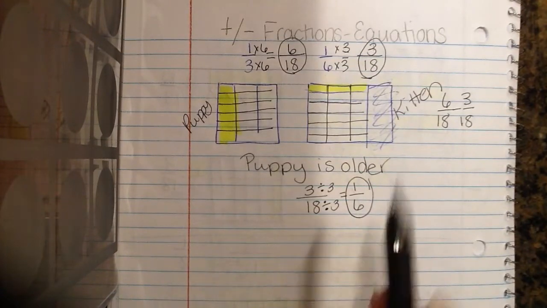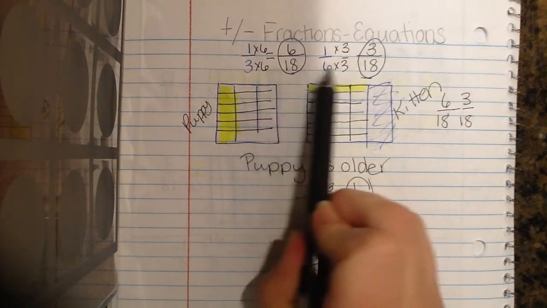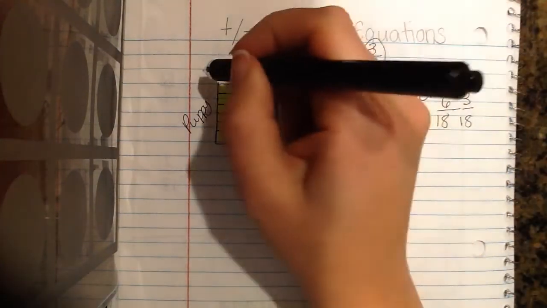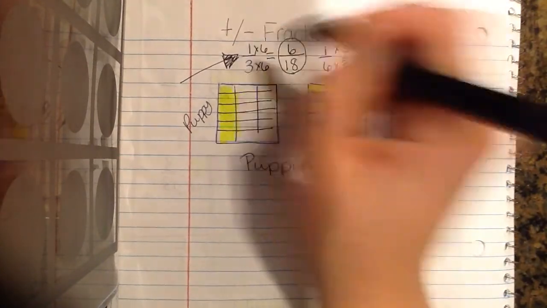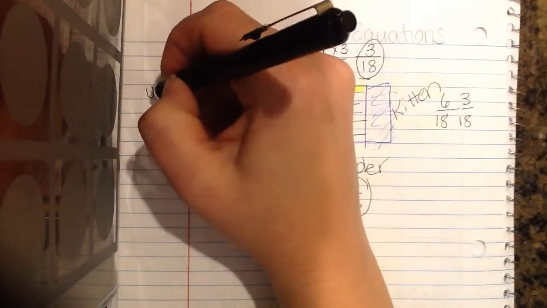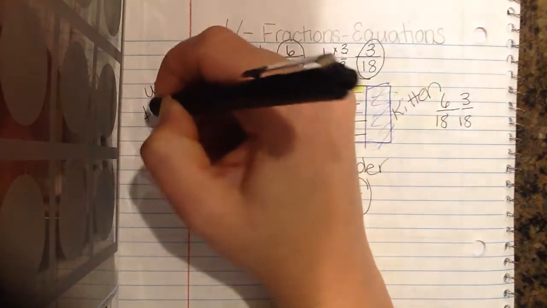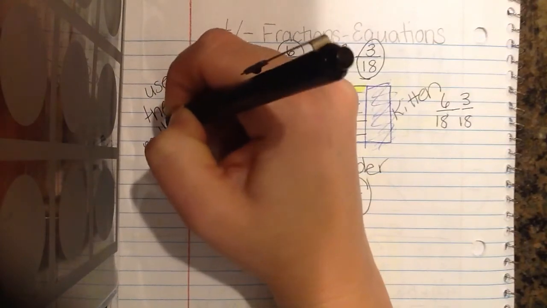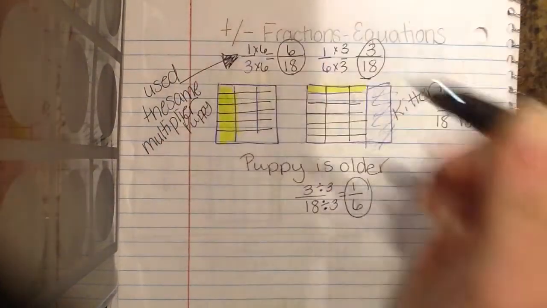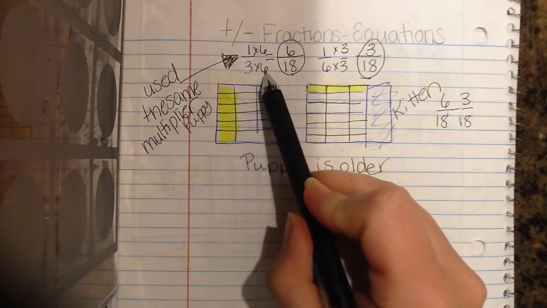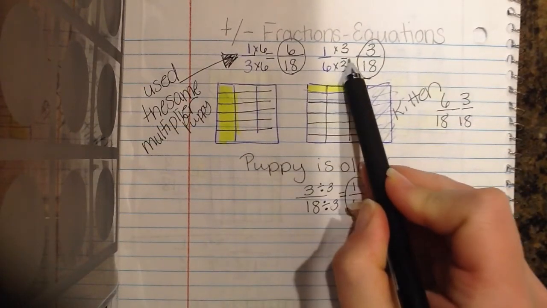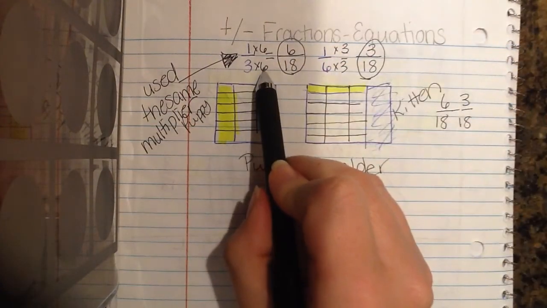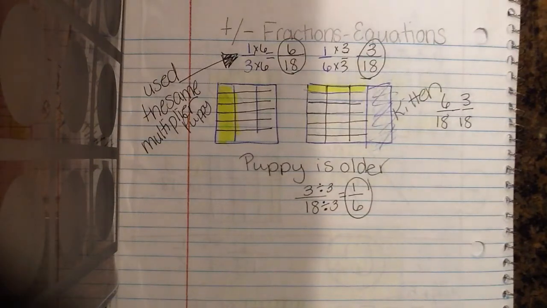So let's look at what I did. I found a common denominator by multiplying. I did the same at the top and the bottom. So let's pay attention. Used the same multiplier. So this number was the same. Over here, this number was the same. Where did I get this number from? This number came from here. This number came from here. So we're looking at the patterns.